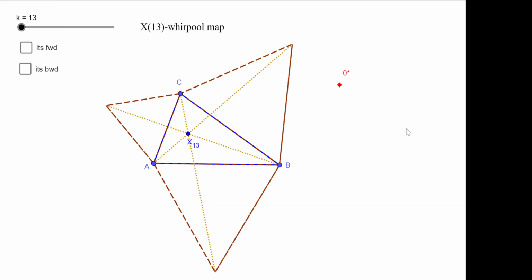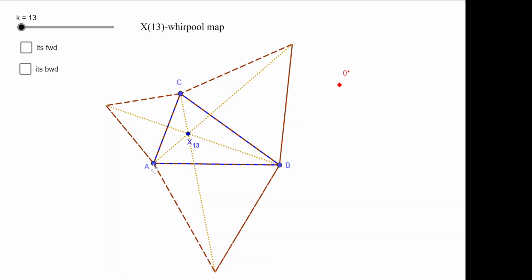Okay, so the X13 whirlpool map is going to be demonstrated now. Remember what X13, or the first Fermat or Torricelli point, is of a triangle ABC. It can be obtained if you erect three equilaterals upon the sides of ABC.